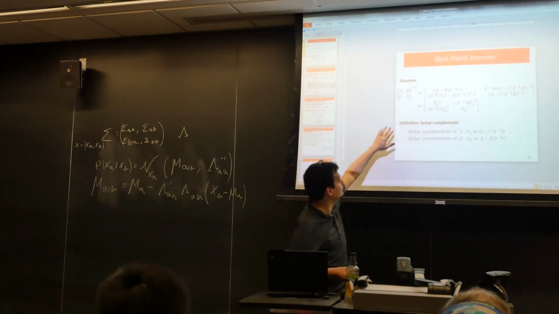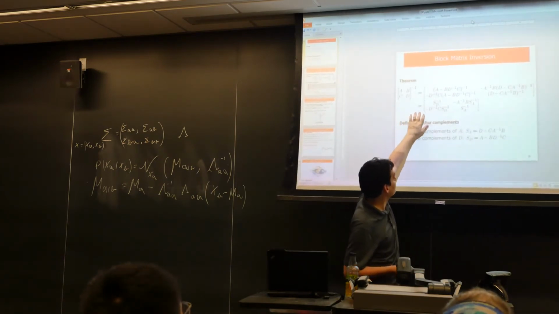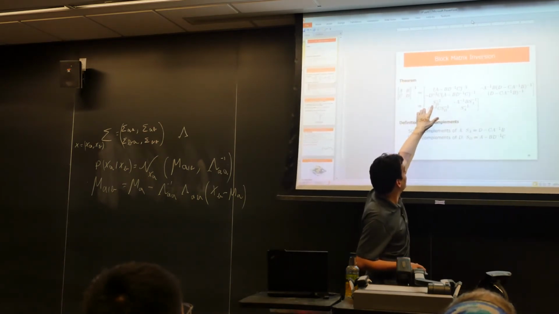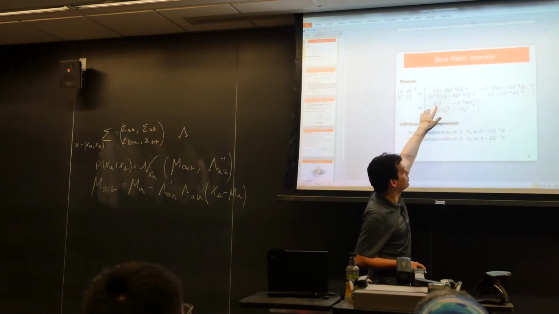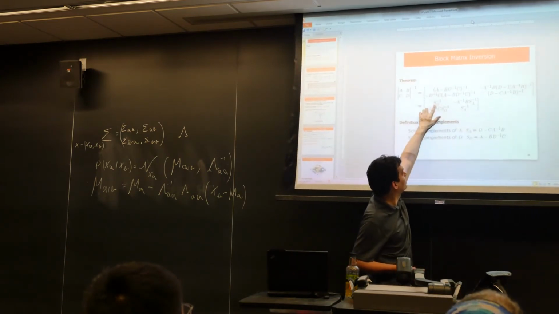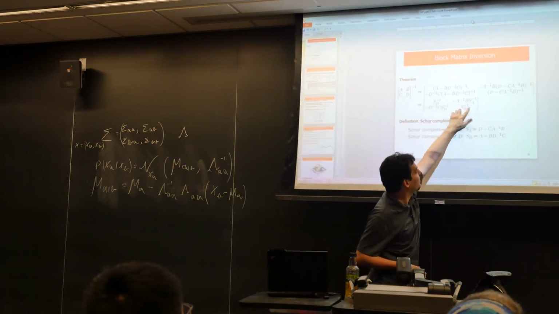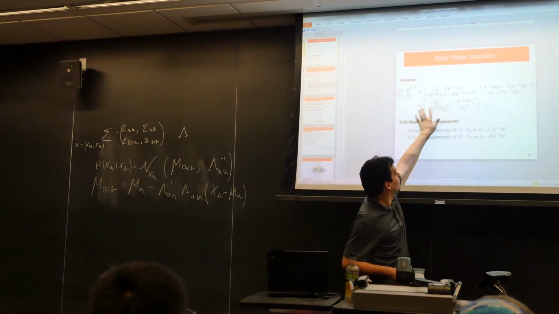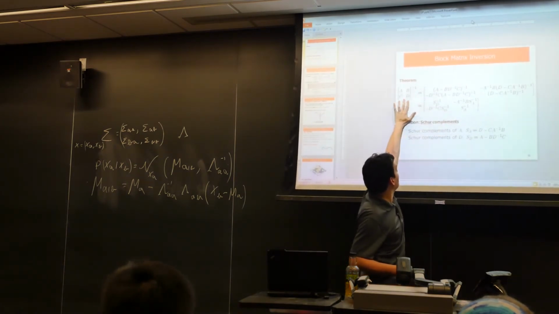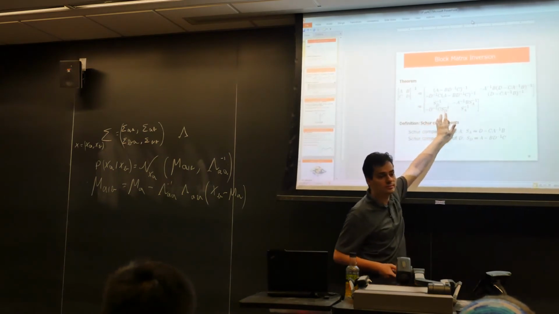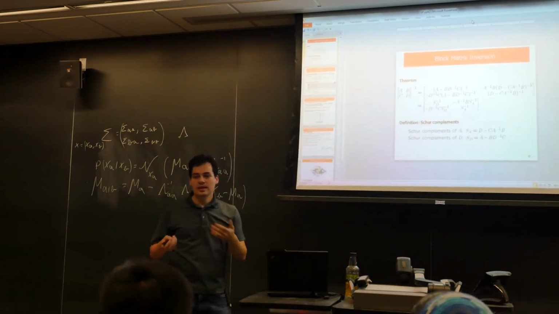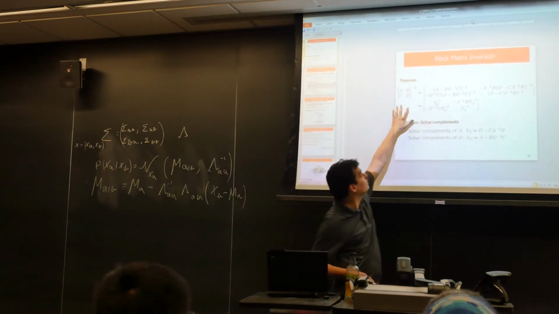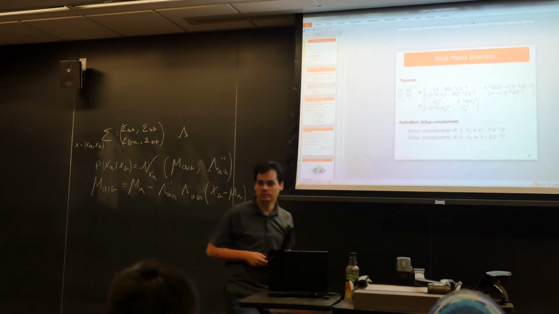And why are they important? Because they simplify your notation a little bit. The inverse of this matrix will have, in this part, the inverse of the Schur complement of A, and in this part, the inverse of the Schur complement of D. And the other parts involve D inverse times C times the inverse of the Schur complement of D. These are just algebraic identities that you can check yourself.